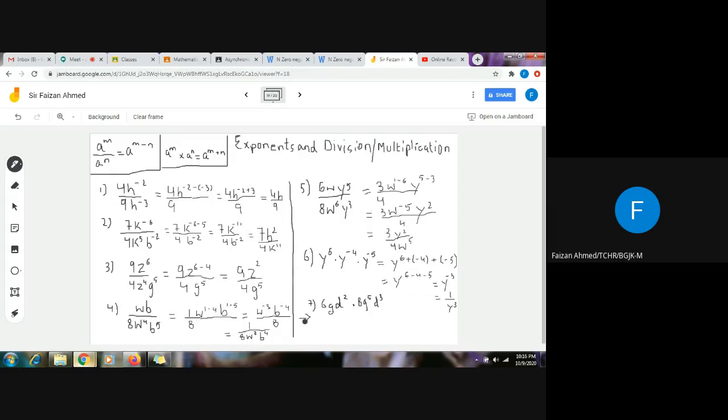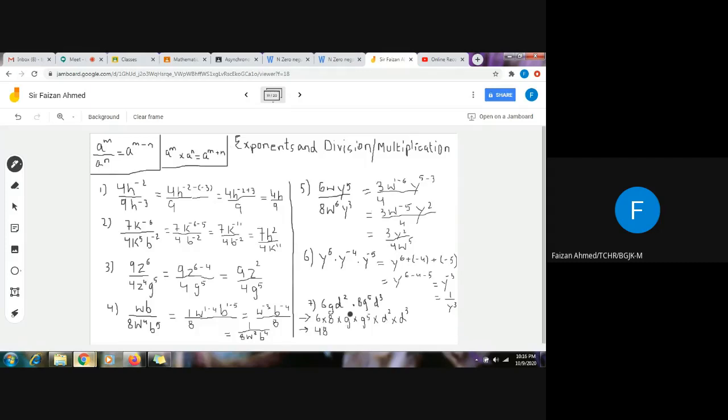This is the last one, and in this again we have multiplication, so I will just write all the numbers together, 6 and 8 together, and g's together. This is g and this is g^5, so I will write g and g^5 together like this. And then I have a d squared, so I will write d squared and d cube just to make sure that my answer should be correct. And now I will use for the first law, the multiplication law. Whenever the bases are multiplied, the powers are added. 6 times 8 is 48.